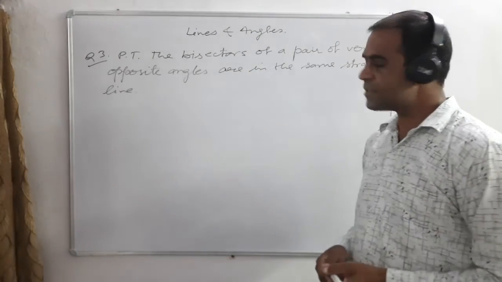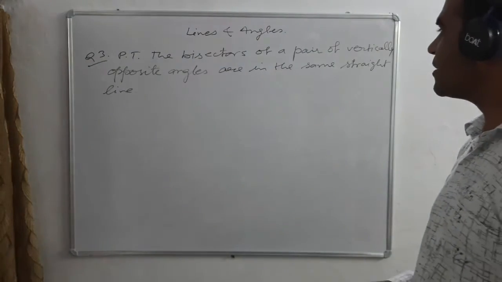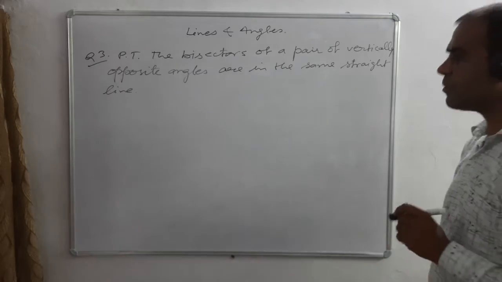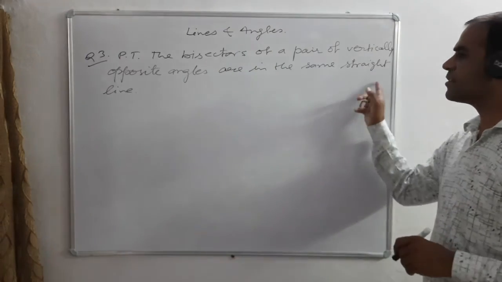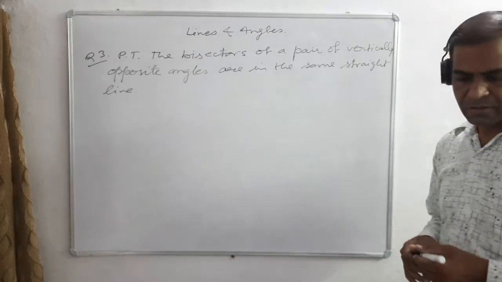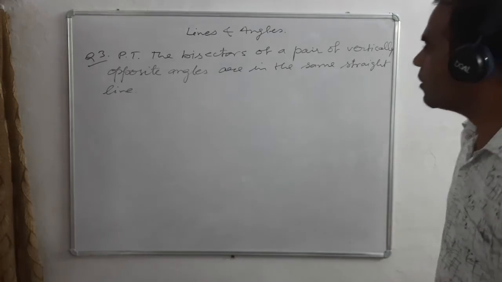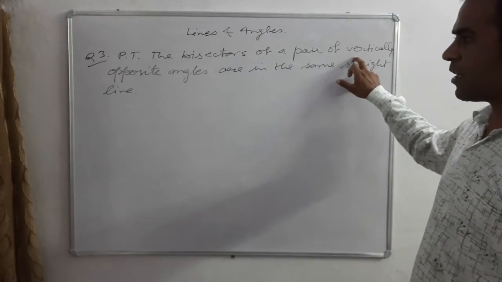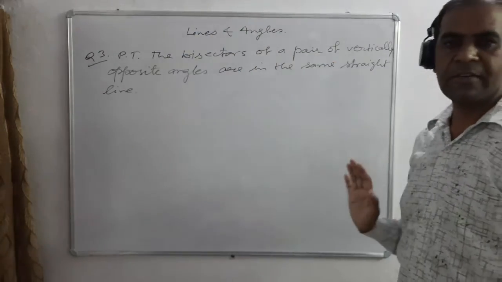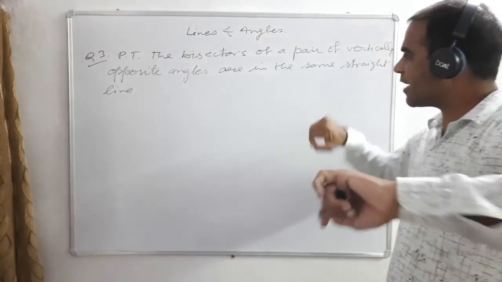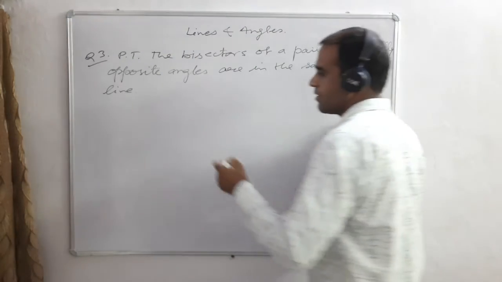Our third question is: prove that the bisectors of a pair of vertically opposite angles are in the same straight line. Given a pair of vertically opposite angles, whose bisectors are lying in the same straight line.